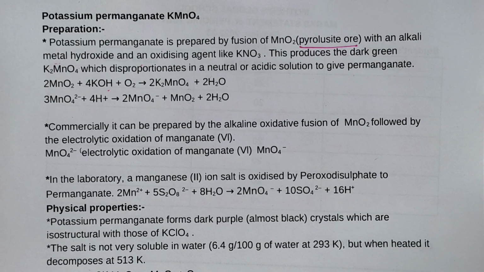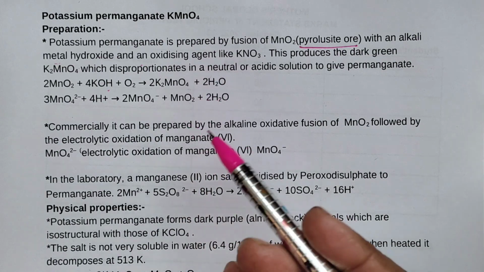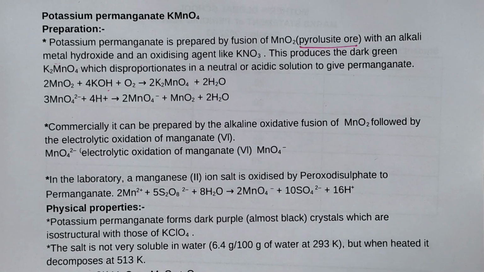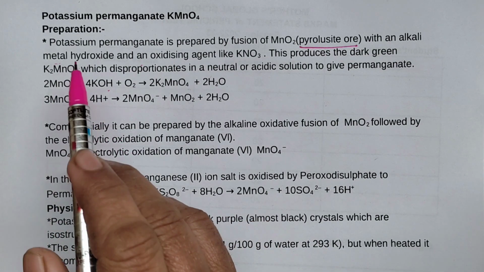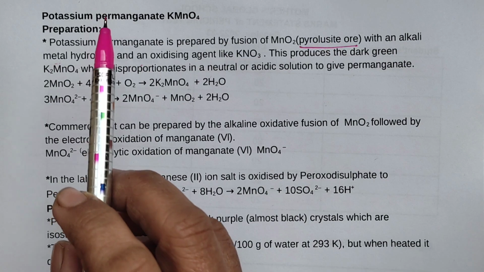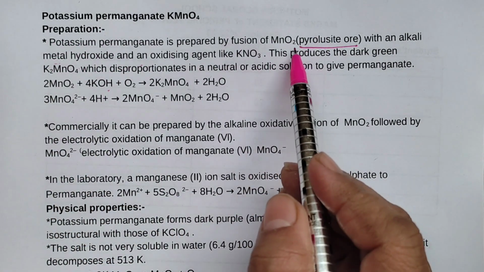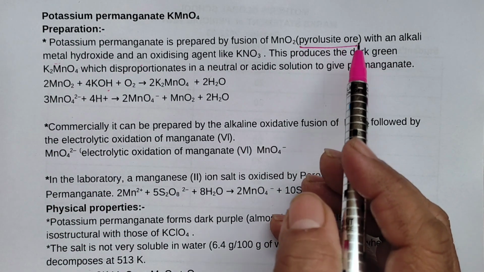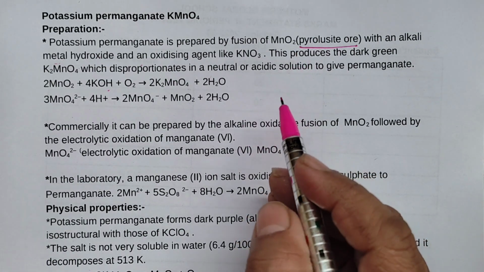Hello everyone, in this video we will be discussing potassium permanganate, its preparation, structural aspect and properties. It's a part of D and F block elements class 12. So we begin with preparation. It can be prepared from pyrolusite. It's an important question which can be asked for 3 marks.